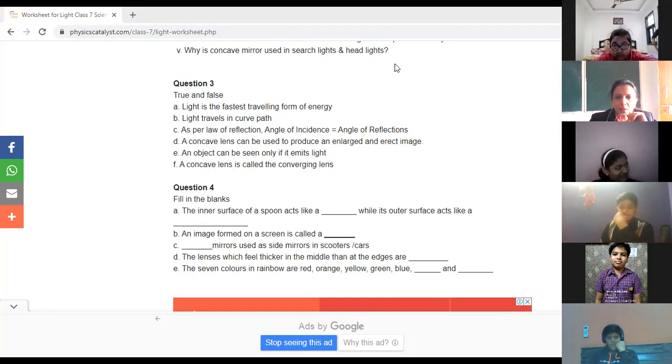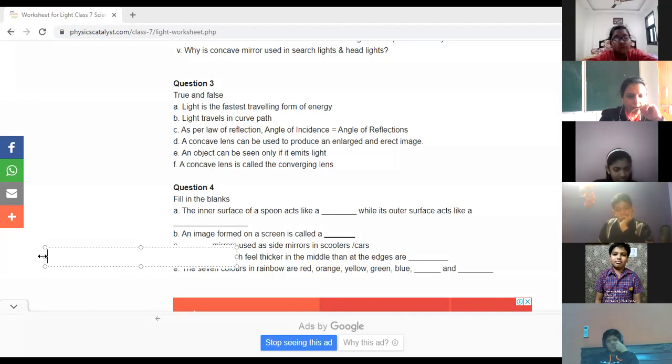The 7 colors in the rainbow are red, orange, yellow, green, blue. Two are left. Violet and indigo. Children, I had given you one way to learn it. How can we learn? VIBGYOR.